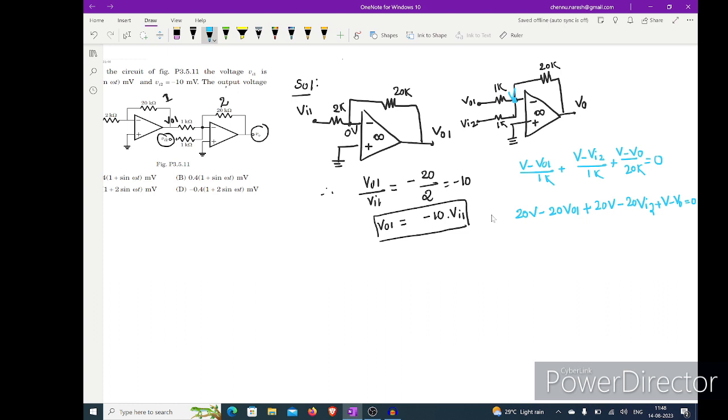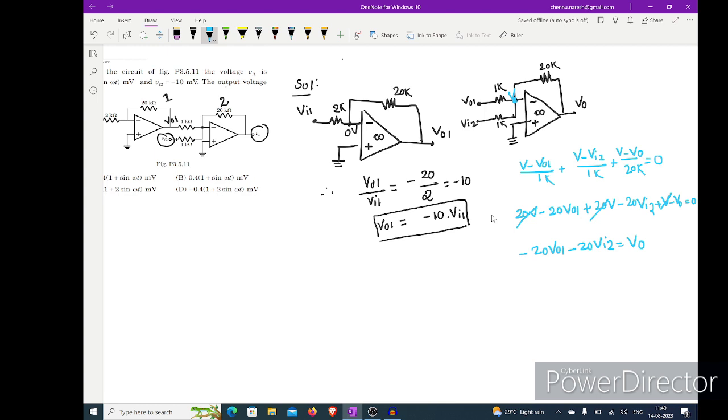Sorry, I said we will apply V, but V is 0 only. So the V terms will get cancelled, and we have minus 20 V01 minus 20 Vi2 equal to V0.